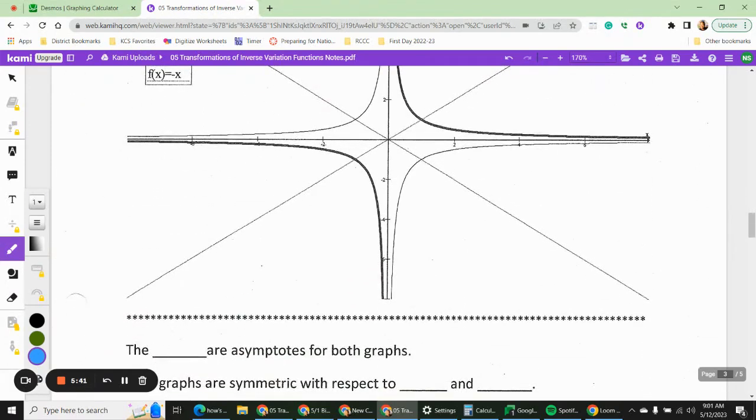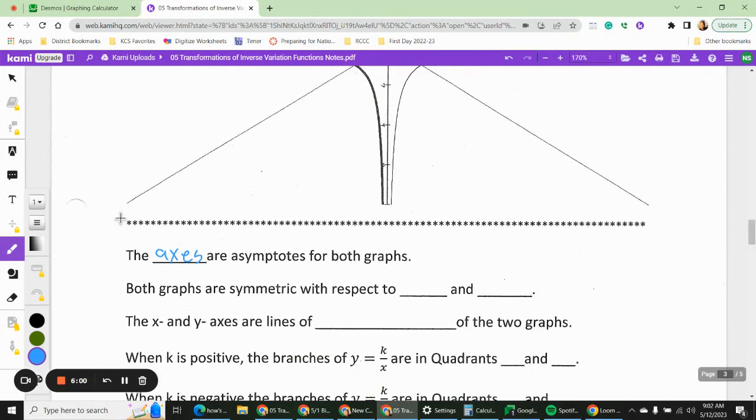So there are some key features for the graph of inverse variation. First off, for the parent function, the axes are asymptotes for the graphs. Axes is plural for axis. So the y-axis and x-axis are asymptotes. And both graphs are symmetric with respect to those diagonal lines, the lines y equals x and y equals negative x.